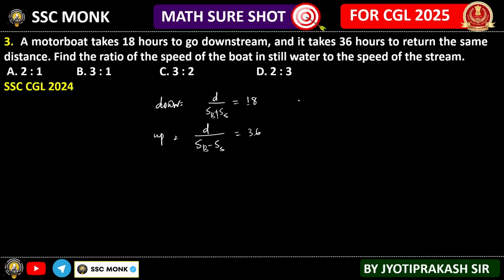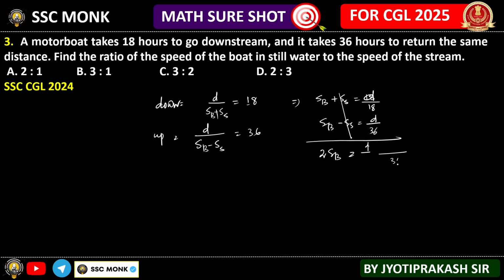speed of the stream. Now let's say here I can write SB plus speed of stream is equal to D by 18, and here I can write SB minus speed of stream is equal to D by 36. Yes or no? If I add, it will be 2 speed of boat is equal to, speed of stream is gone. This can be written as D common. Here 36 2 plus 1, that is equal to D into 3 by 36 or 1 by 12. Yes or no? 2SB is equal to this much. So SB is equal to D by 24.